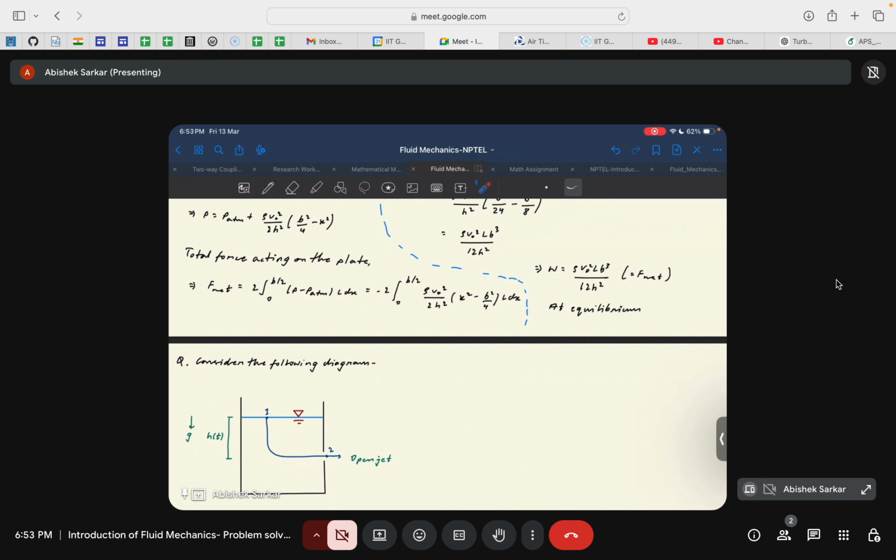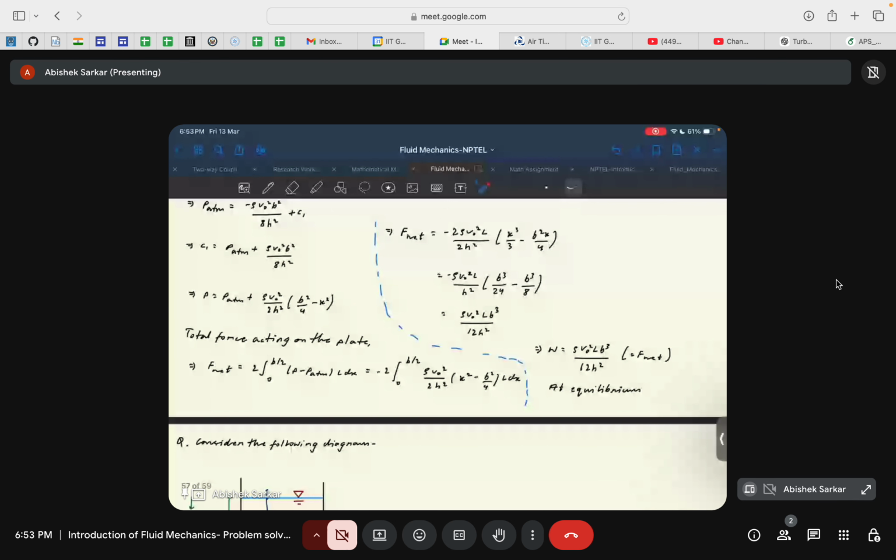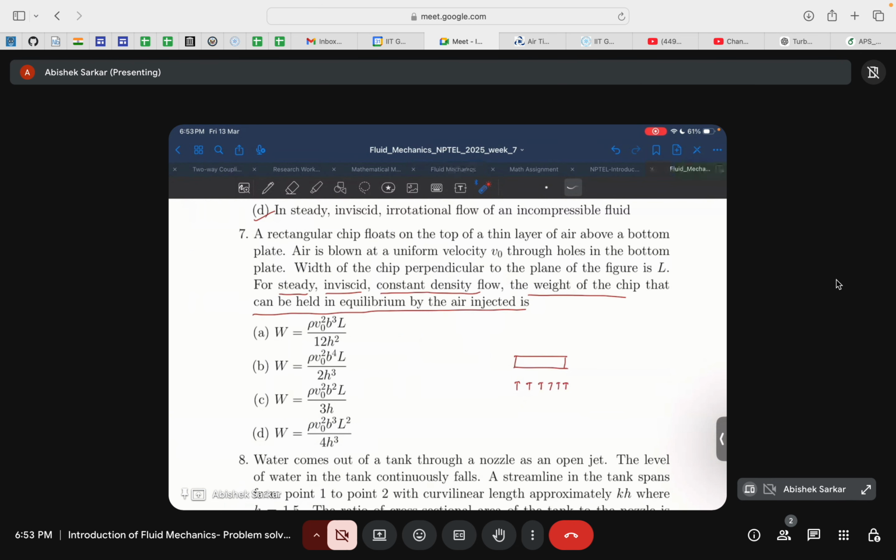Okay, so we have just now replaced this expression here. If you carry forward the integration, you can just check the calculations. I'm not going to read each and every term. You will get F net as rho v naught square L b cube by 12h square. Now for the equilibrium condition, F net would be equal to the net weight of the plate. So if you go back to the expression, the final answer would be option A.